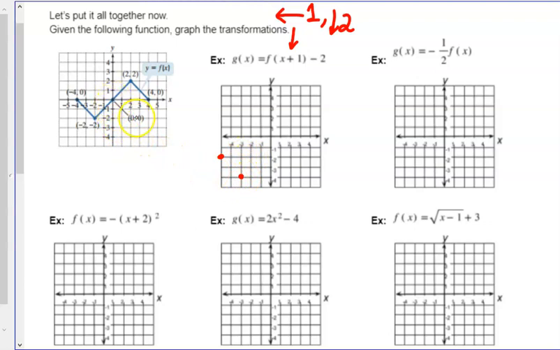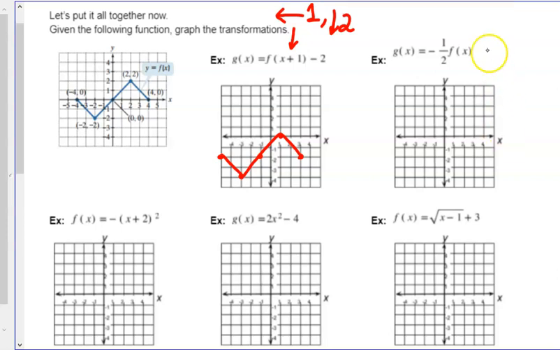My next point is the origin. So I'm going to go left 1, down 2. The next point is 2, 2. So I'm going to go over 2, up 2. Go left 1, down 2. Gives me my new point. And this last point at 4, 0. Go left 1 and down 2 gives me this new point. Therefore, here is my graph that I've easily transformed just by knowing those patterns.